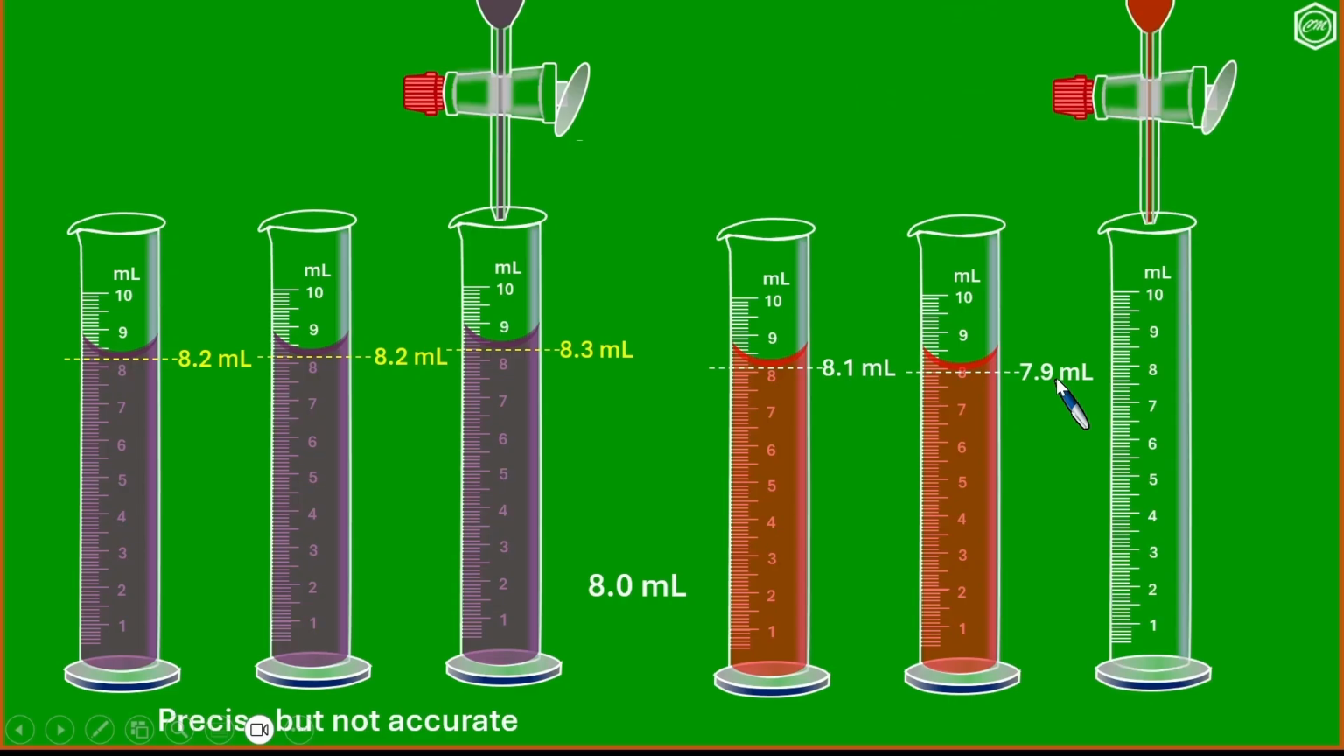Now the final attempt, he stopped the stopcock exactly at 8 ml. So here his values differ by plus or minus 0.1 ml, very close to each other, and this value is the same as the required value. So his measurements are both precise and accurate.